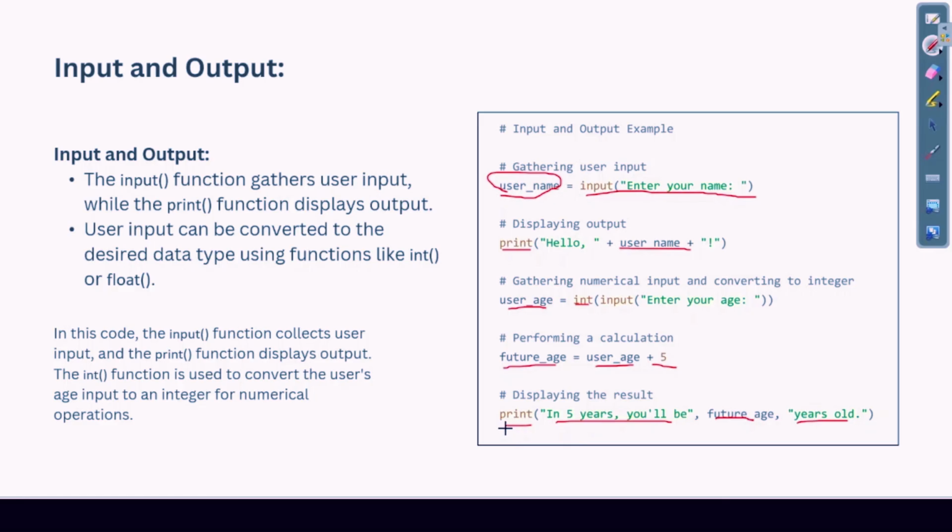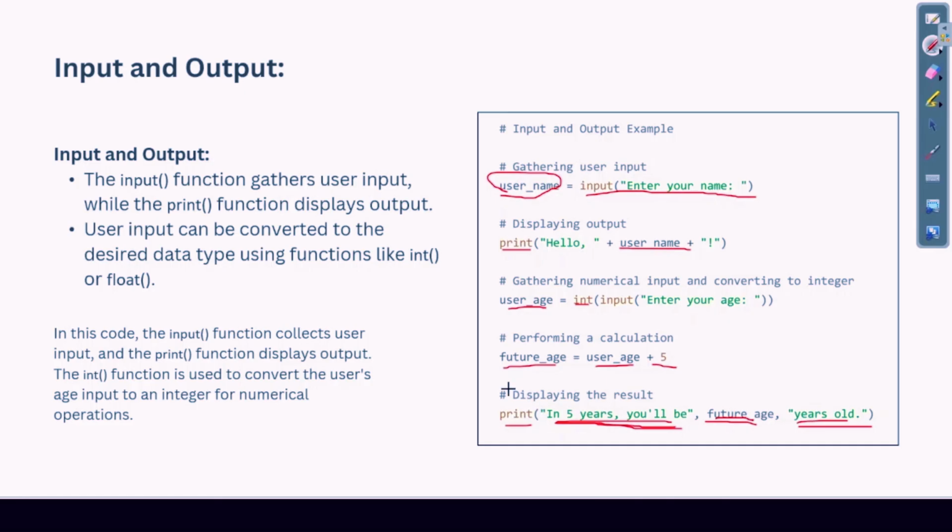Then we are going to print this: "In 5 years you will be", then the variable name, and again one string. One important property you have to see is that if you put a variable name inside this print statement, it will print the value of that variable. But if it is a string, then Python will directly print it as it is.